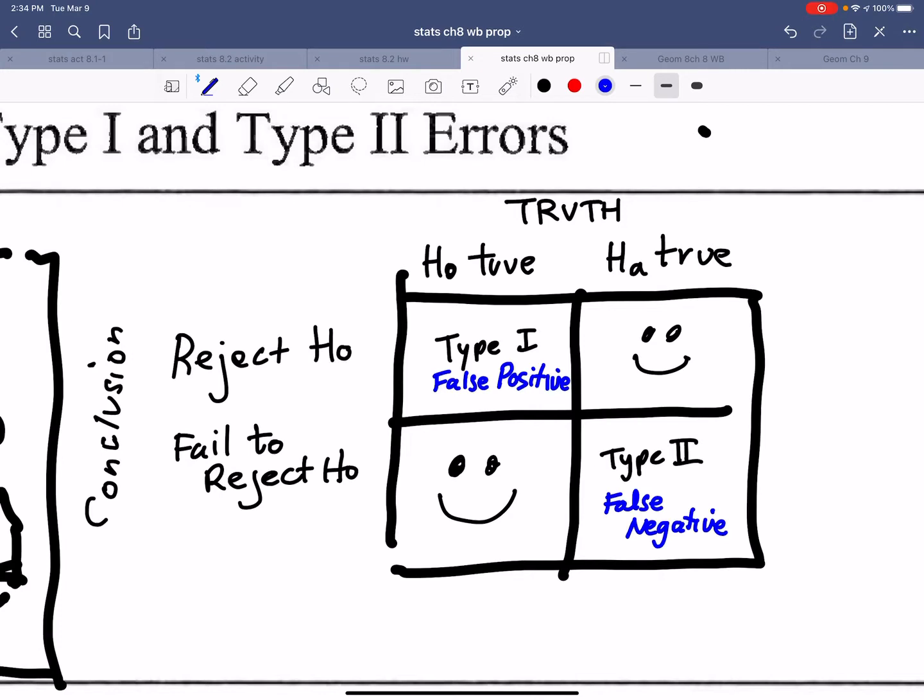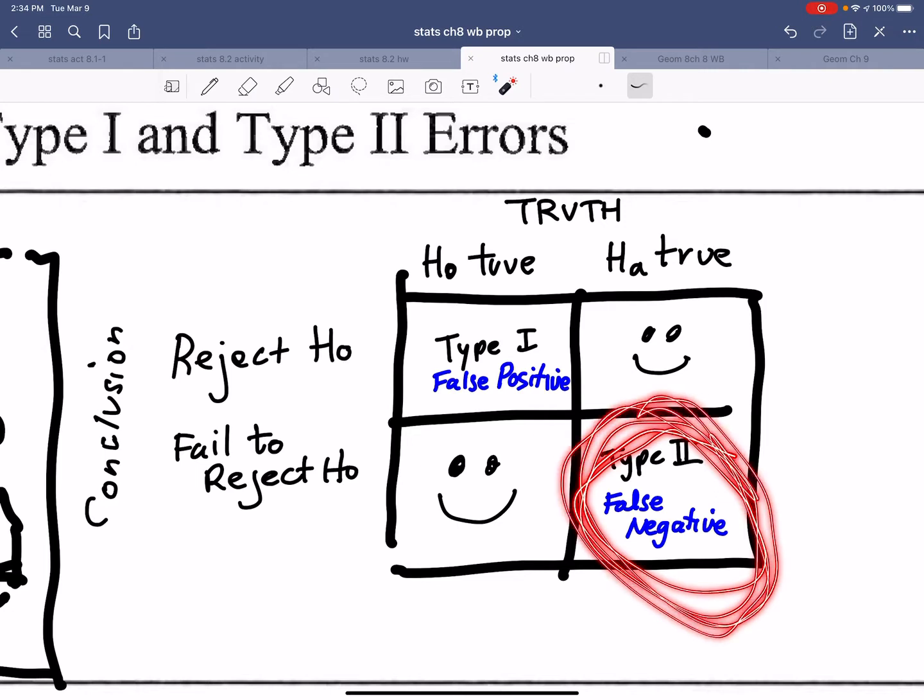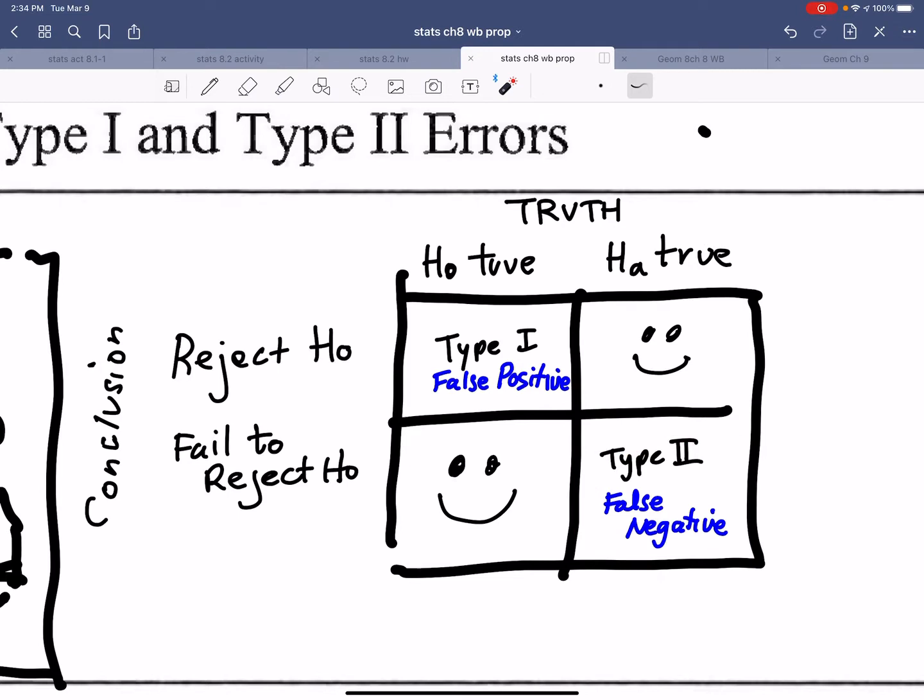So I tested positive that I was pregnant when in fact I wasn't. That's a mistake with the test. And then the other one would be a false negative. I tested that I wasn't pregnant. The pregnancy test said I was not pregnant, and I am pregnant. That's another mistake with the test.